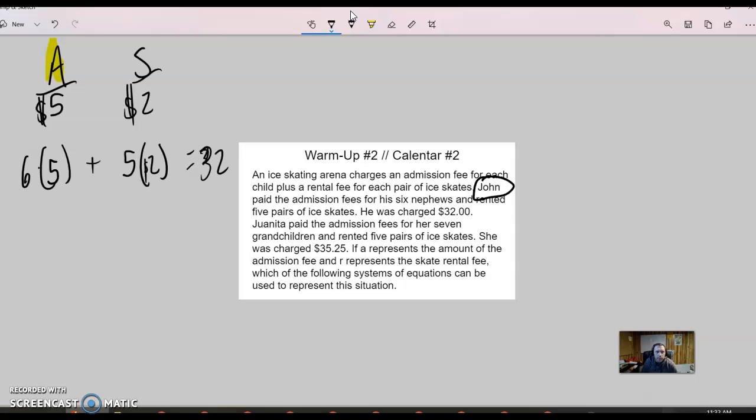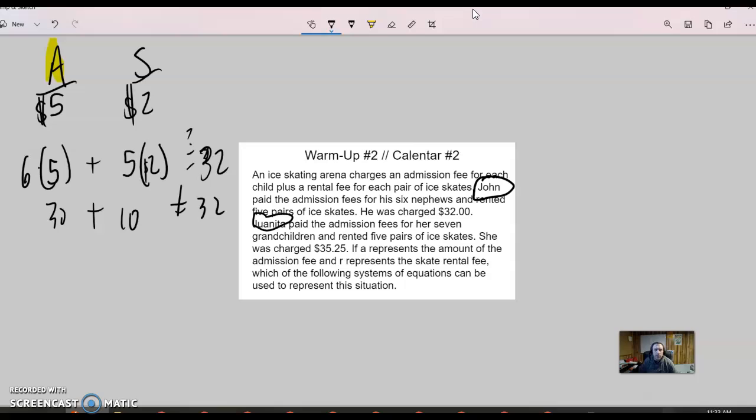Right? That's a terrible 3. So 6 times 5 is 30 plus 10. That is not 32, right? But hopefully you're seeing what those variables are, where they should go, right?